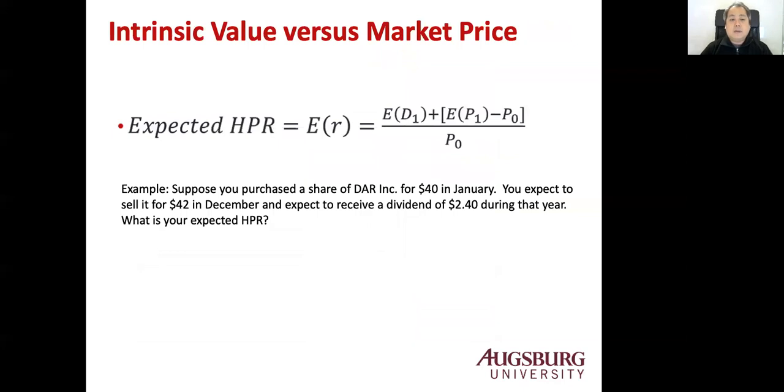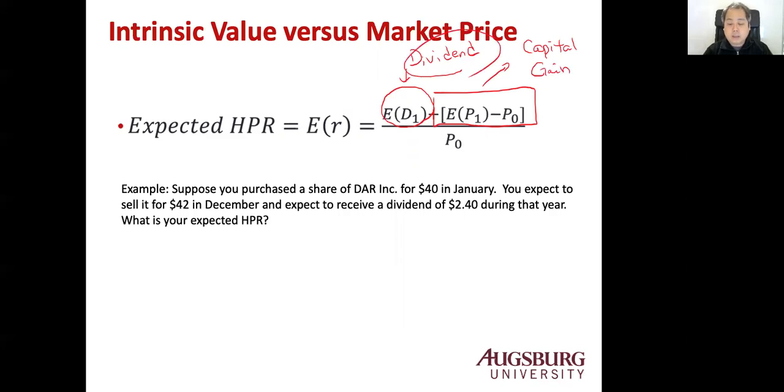Now, let's find the intrinsic value of stock. Before finding the intrinsic value, let's find the expected holding period return on a stock investment. A stock investment has two factors of income. One is the dividend income. And the next part is capital gain. Dividend is simply dividend, and the capital gain is the gain from the price differences.